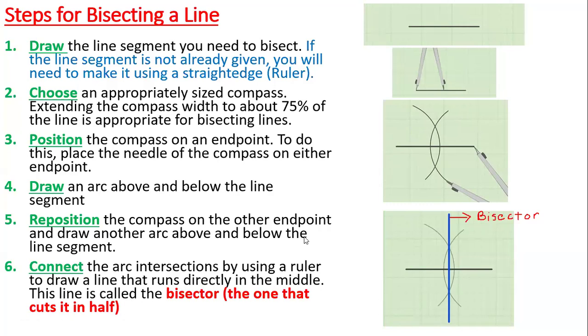Is it easier than constructing, or what y'all think? I think it's easier to just draw the line and measure it and put the bisector in the middle. No, we're not doing that. We have to use the compass.